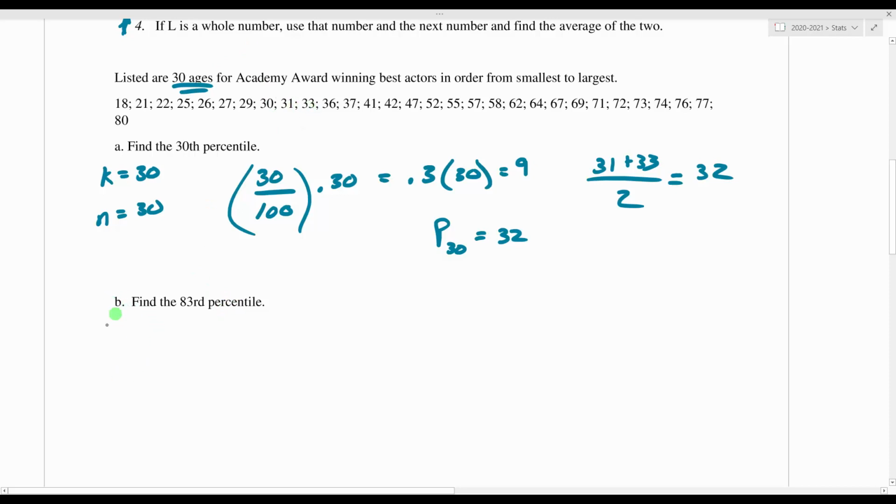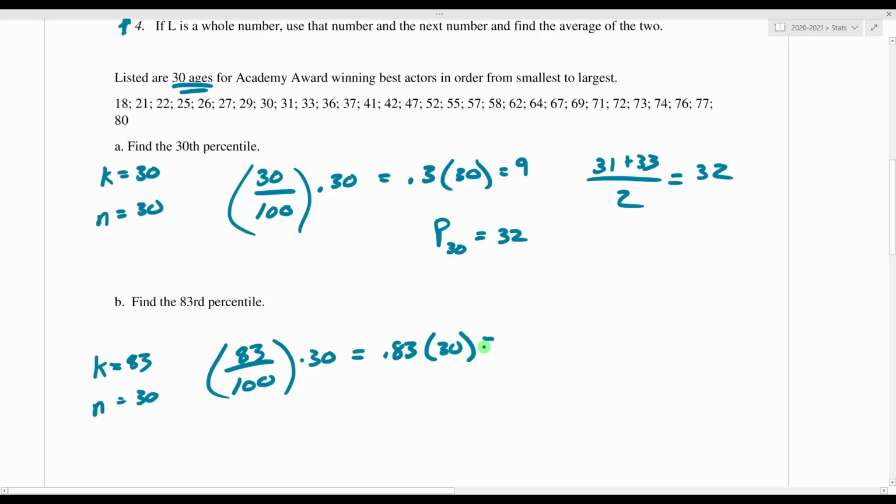So we've got K equals 83. We've got N equals 30 still since we're dealing with the same data set. So we're going to do 83 over 100 times 30. Okay, so we get 0.83 times 30, and that's going to get us 24.9.